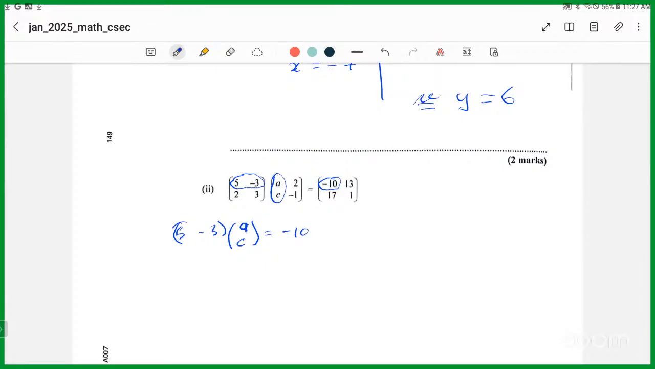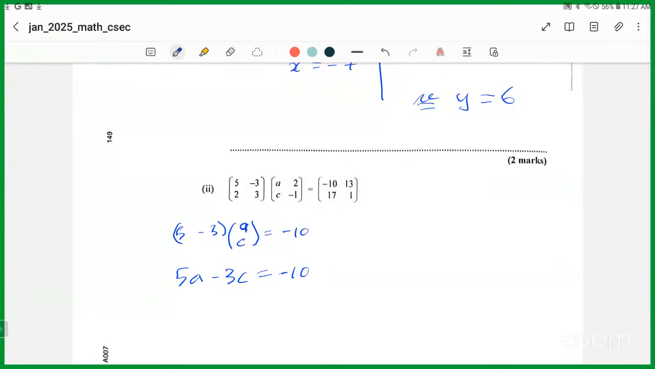Alright, so it's 5 times A and negative 3 times C, that is equal to negative 10. So the 5 times A is 5A, negative 3 times C is negative 3C. That's all equal to negative 10. So that's one equation.